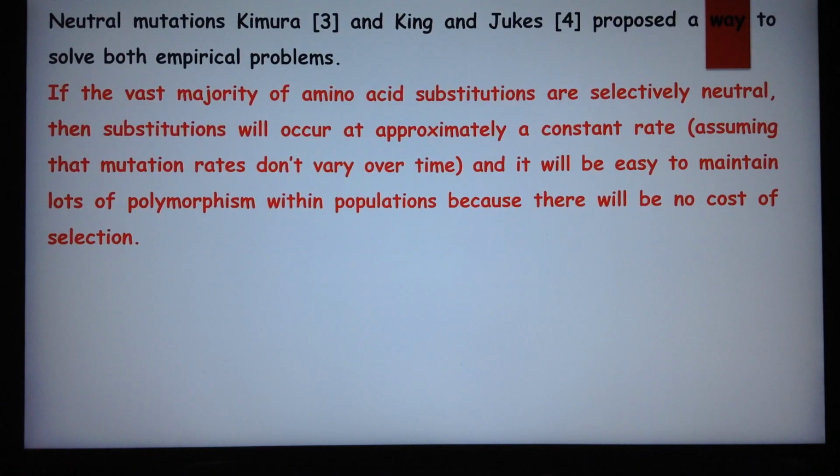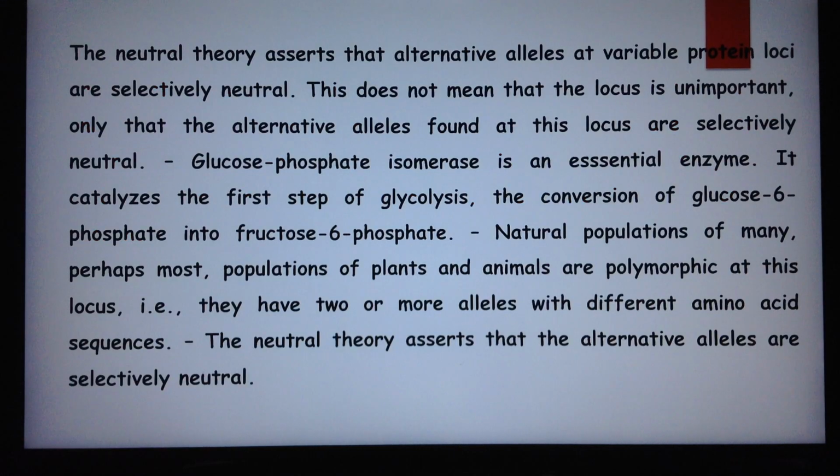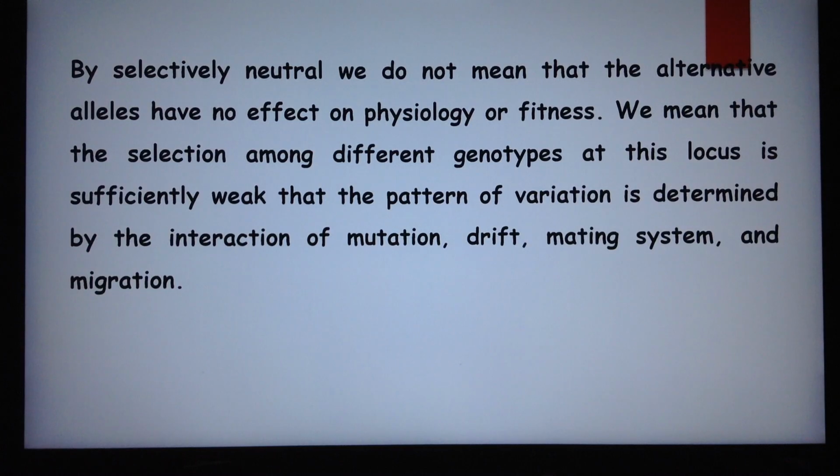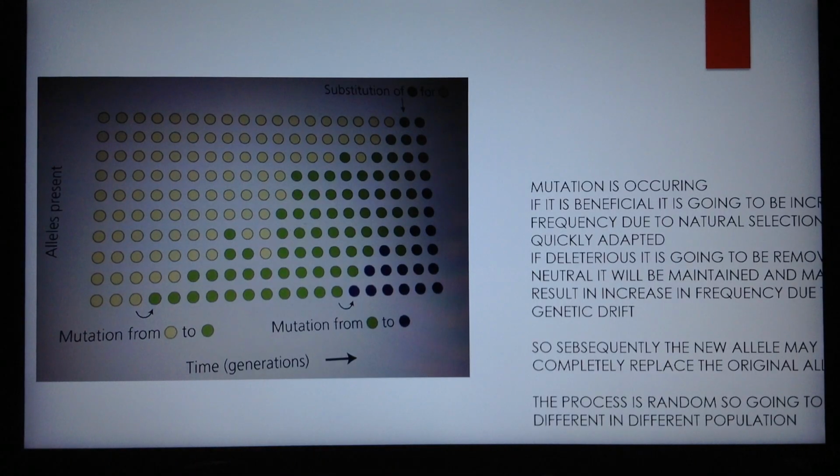So this is maintained by neutral substitution or neutral evolution, because the vast majority of amino acid substitutions are selectively neutral, and these occur at approximately a constant rate, assuming that mutation rates don't vary over time. So it is easy to maintain a lot of polymorphism within a population because there will be no cost of selection. So we are maintaining all these mutations in our population.